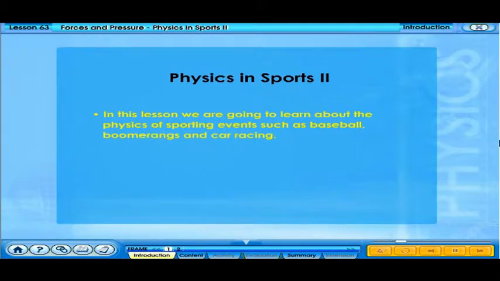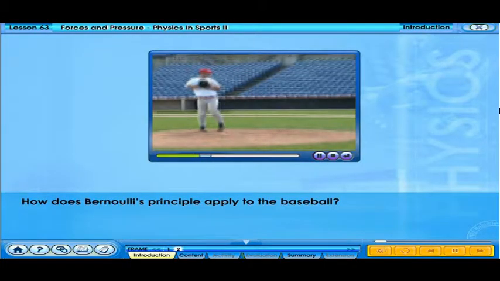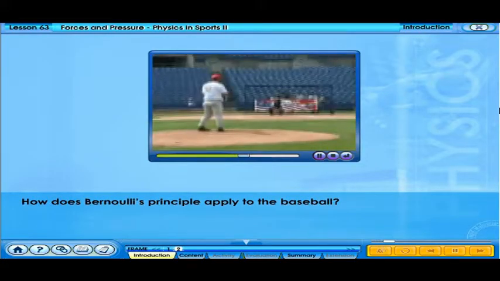In this lesson, we are going to learn about the physics of sporting events such as baseball, boomerangs, and car racing. How does Bernoulli's principle apply to the baseball?